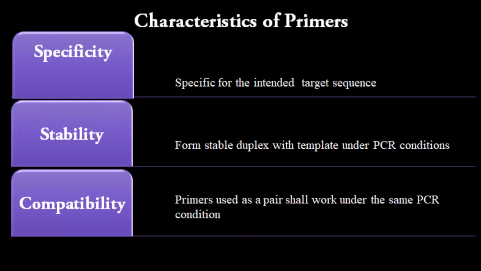PCR is a wonderful technique, but it may fail if the primers are not correctly designed. To ensure specific binding to only the target DNA, PCR primers need to be of sufficient length, and typical PCR primers are between 18 to 22 nucleotides in length. The probability of a primer binding to a random sequence decreases as the length of the primer increases.